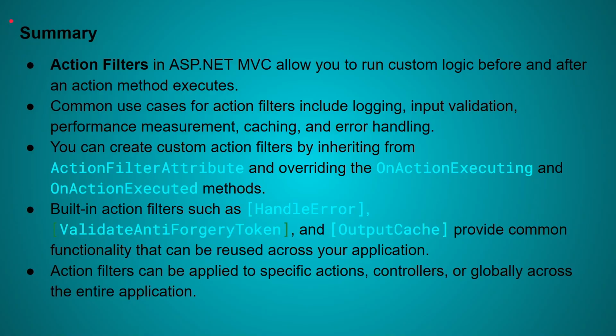And now we'll see the summary of these action filters. Action filters in ASP.NET MVC allow you to run custom logic before and after an action method executes. Common uses for action filters include logging, input validation, performance measurement, caching, and error handling. You can create custom action filters by inheriting from ActionFilterAttribute and overriding the OnActionExecuting and OnActionExecuted methods. Built-in action filters such as HandleError, ValidateAntiForgeryToken, and OutputCache provide common functionality that can be reused across your application. Action filters can be applied to specific actions, controllers, and globally across the entire application.